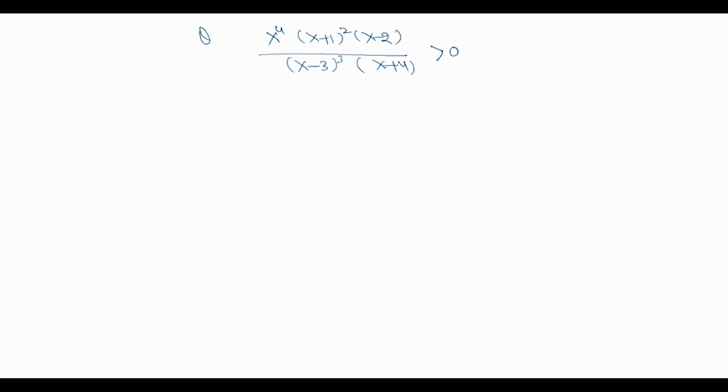So when I see even power, I know sign of expression doesn't change, so I'll remove this expression from the inequality. So I'll remove x to the power 4 and I'll remove (x plus 1) whole square. Now for odd power, I can simply remove the power. I can simply write it as (x minus 2)(x minus 3)(x plus 4), and it should be greater than 0.